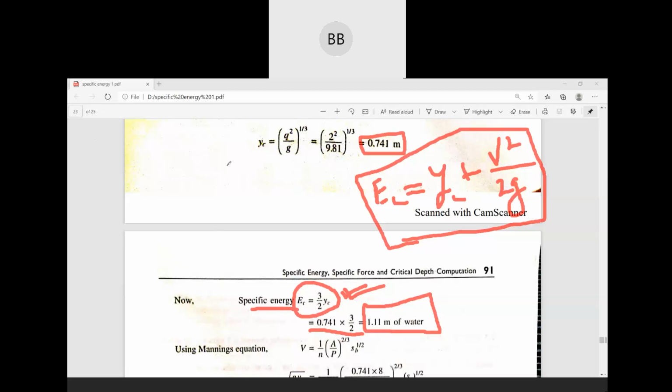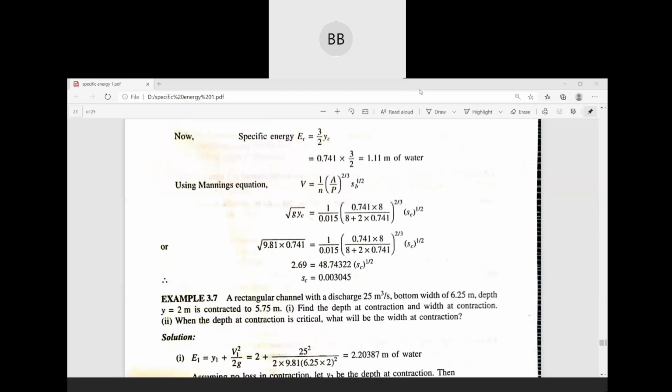The second part, we need to find out the critical slope. We need to find out the critical slope using Manning's equation, because the Manning's n is given to us. Okay, so we are going to use Manning's equation to find out the critical slope. I think we have already discussed that Manning's equation. So you directly use that Manning's equation.